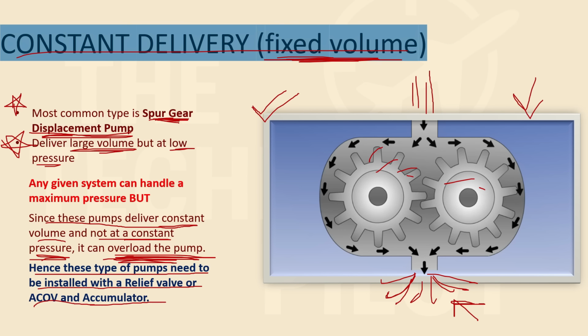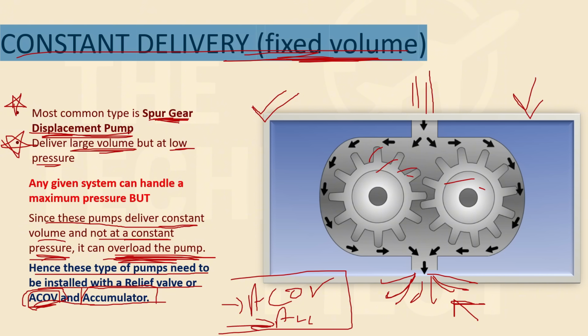This is what I was saying when I was talking about adding some other components to it. The other components are ACOV and accumulator. So these are the two components that are installed in addition to your constant delivery pump so that you can manage the pressure. The pressure is not constant, it is varying, the system can get damaged, right? That is why you install what? ACOV and an accumulator. We'll study both of them shortly, but an ACOV is an automatic cutout valve, and an accumulator is something that stores a small amount of hydraulic fluid under pressure.